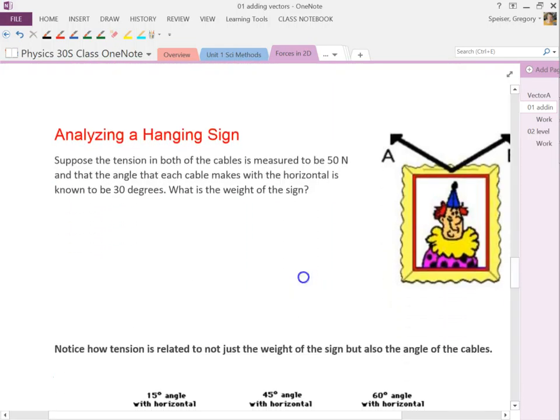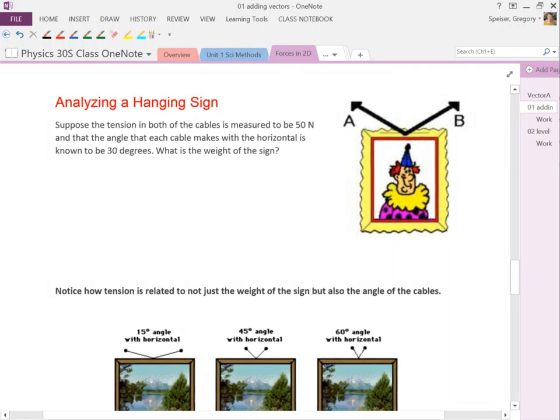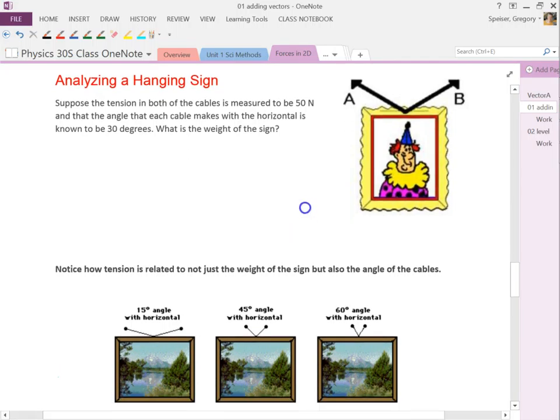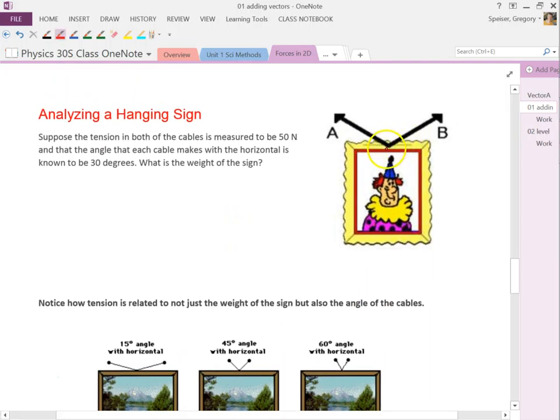Okay, so up until this part, we've just sort of analyzed the situation and said, yeah, equilibrium, they all add up to 0. But how can we use this to actually solve questions and do something in the real world? Well, here's one. We can analyze how a sign hangs. So here's a picture of a clown. We have, in this case, 2 wires that are holding it up.